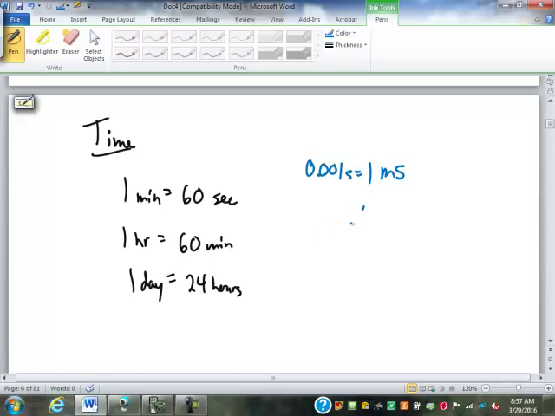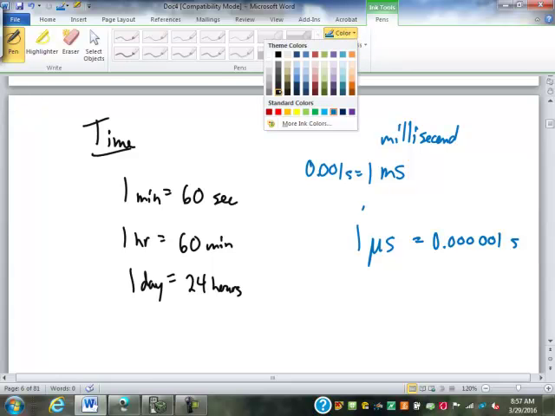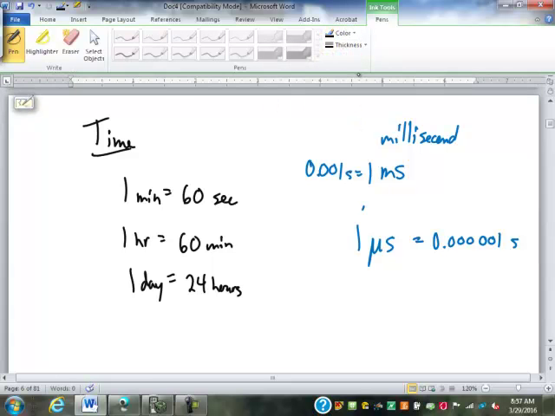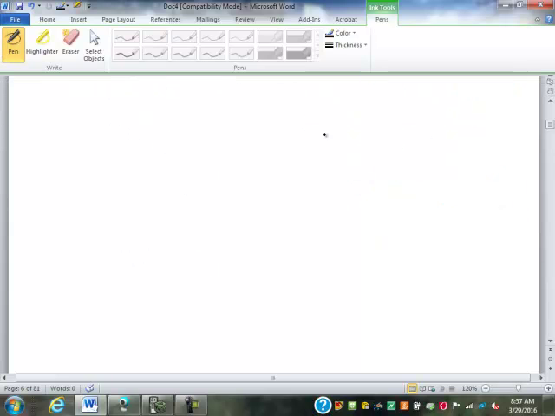And there's also microseconds. So this stands for millisecond. A microsecond would be abbreviated like this. That is a millionth of a second. Just like with your volts and amps and everything else. Finally, let's look at temperature.